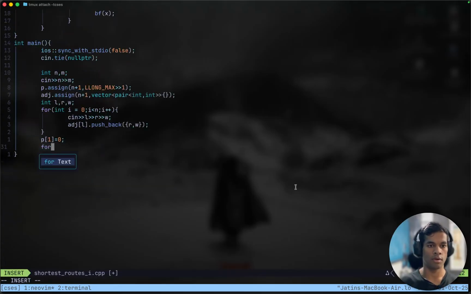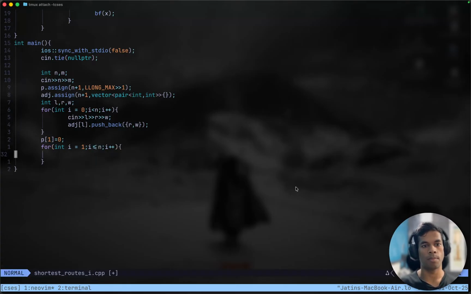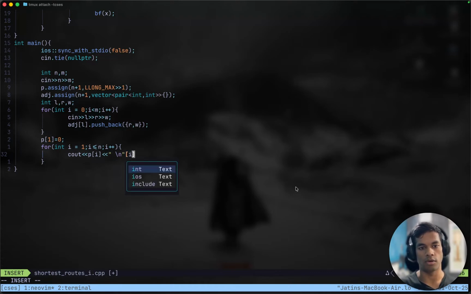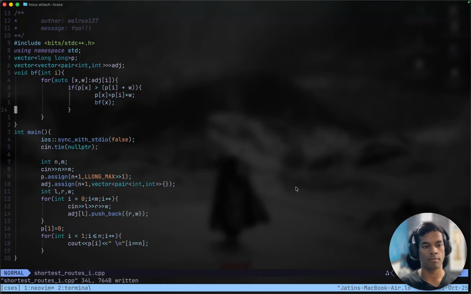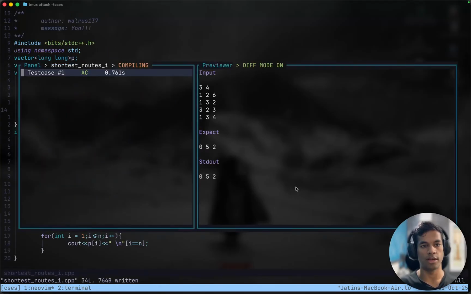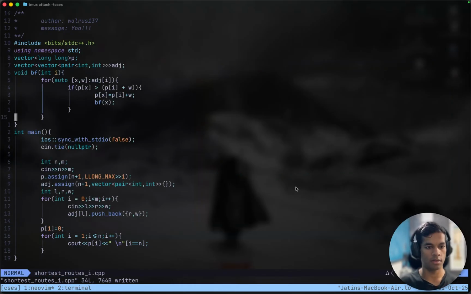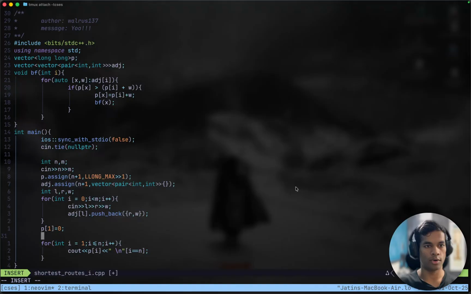And after this, for int I equals 1, I less than or equal to N, I plus plus. And yes, I messed up again. This has to be M. Cout P I, and depending on I, this or a new line, I equals M. Has to work at least for this, or maybe not if we do not call the function BF for 1.